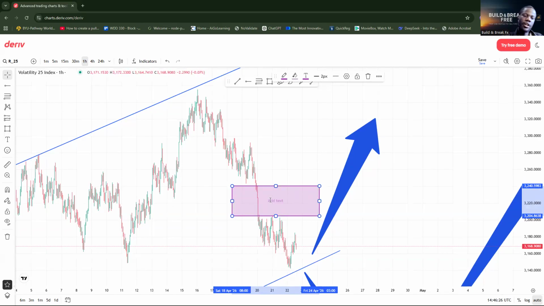So it could, a fair value gap. The market didn't come back and touch this. So mostly it will come back.